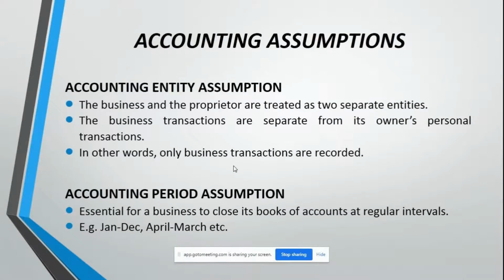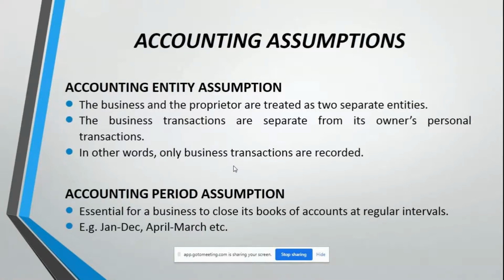In every business, accounting assumptions are followed. Which are they? We have four accounting assumptions: the accounting entity assumption, the accounting period assumption, the going concern assumption, and the money measurement assumption. First of all, I've listed here only two: the accounting entity assumption and the accounting period assumption. Now, what is this accounting entity assumption?